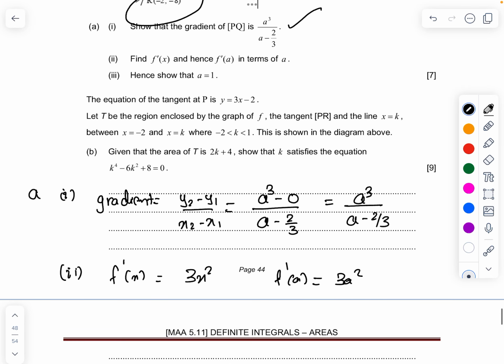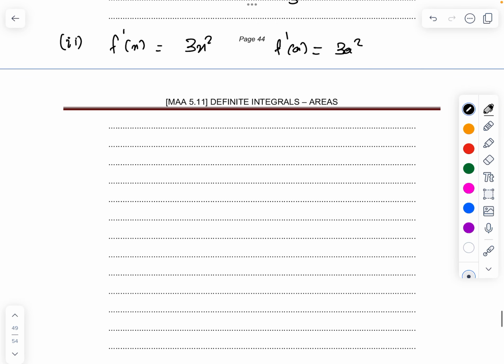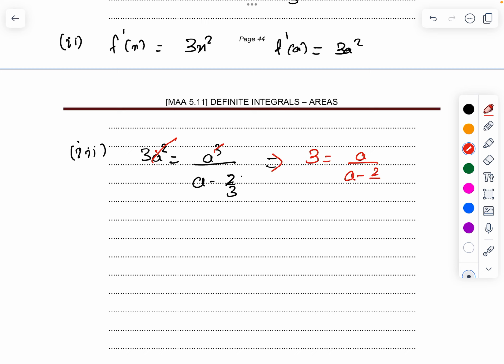Next, hence show that a equals 1. So we know that the gradient is 3a squared. 3a squared should be equal to a cubed upon a minus 2/3. So a squared and a will get cancelled. So what do I get? 3 equals a upon a minus 2/3. Cross multiply. So 3a minus 3 times 2/3 equals a. The 3 cancels. 3a minus 2 equals a. 2a equals 2 and a equals 1.